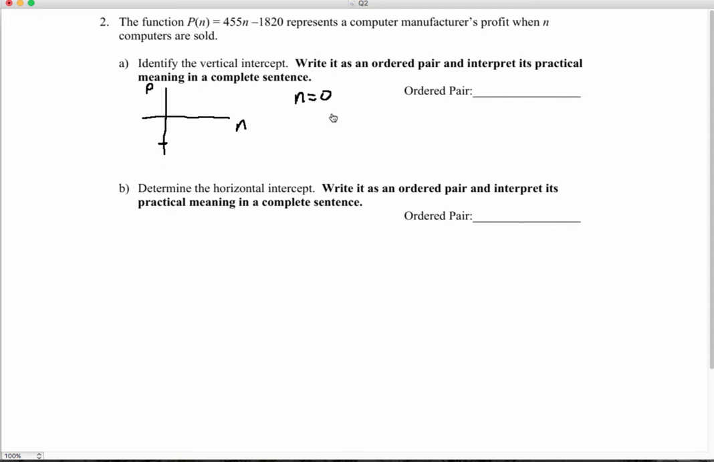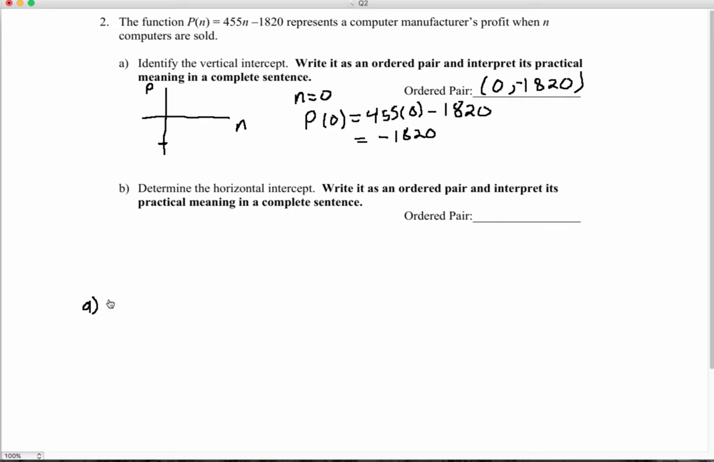And so if we plug that in, in other words, we look at p of 0, we'll end up with 455 times 0 minus 1,820, which ends up giving us the glorious ordered pair of 0, negative 1,820, right? Because when you evaluate this, this just comes out to be negative 1,820. Okay, so now we're supposed to interpret that. What does that mean in practical terms?